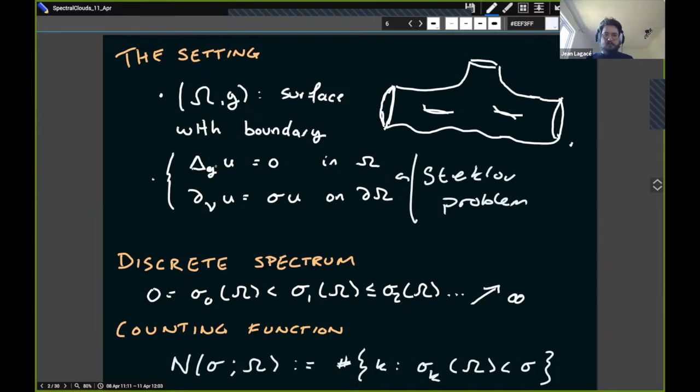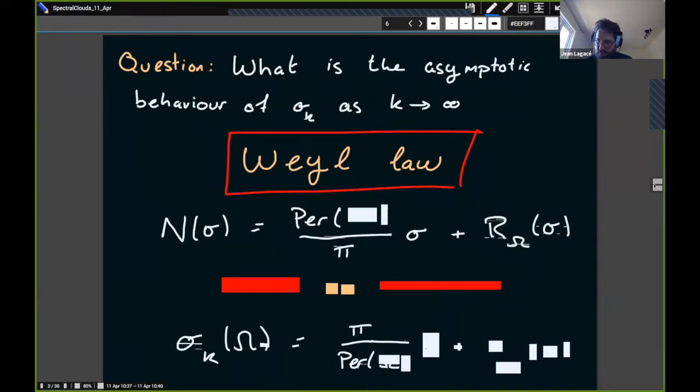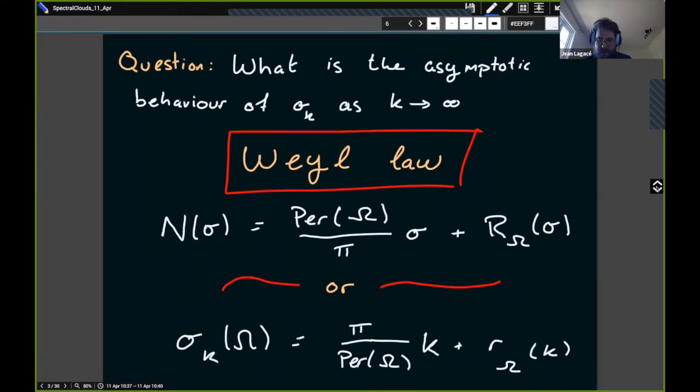And since we will be interested in Weyl laws, in spectral asymptotics, the counting function will often be a relevant object, where we will look at the number of those eigenvalues which are below level sigma. So the question is, what is the asymptotic behavior of sigma_k as k goes to infinity? And these are what are called Weyl laws.